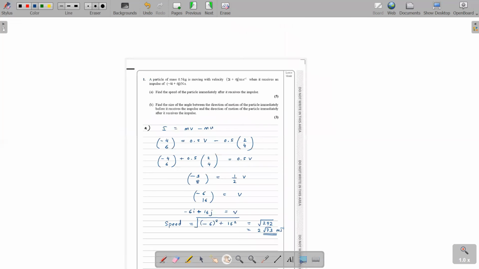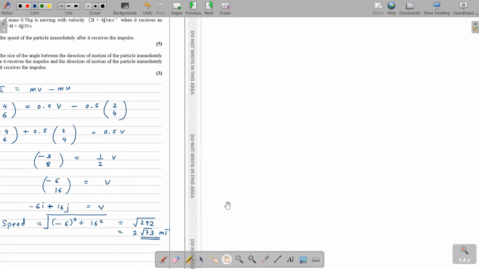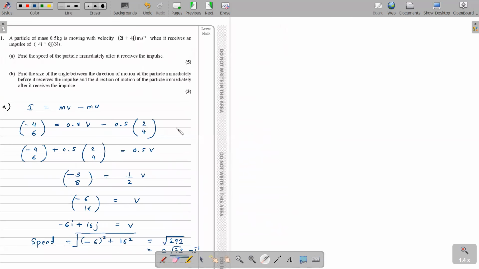Okay, the next part B. Find the size of the angle between the direction of motion of the particle immediately before it receives the impulse and the direction of motion of the particle immediately after it receives the impulse. So you need to find the size of the angle between the initial direction and the final direction. The initial direction you can find by using the initial velocity, and the final direction from the final velocity. So in part B, what's our initial direction? Our initial direction is 2i plus 4j. My final velocity was minus 6i plus 16j.